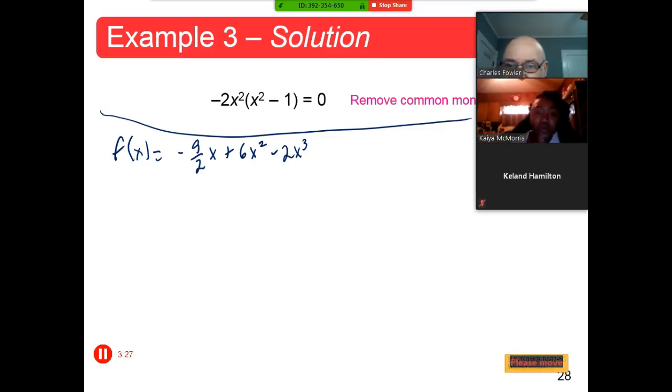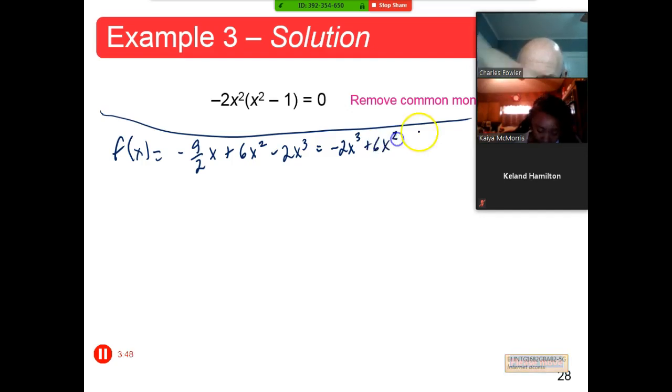Yes, put it in what we call standard form order. Okay, and what would that be? Okay, no. Here's the highest order: negative 2x cubed plus 6x squared minus 9/2 x. Perfect. Okay. What would be your next step?